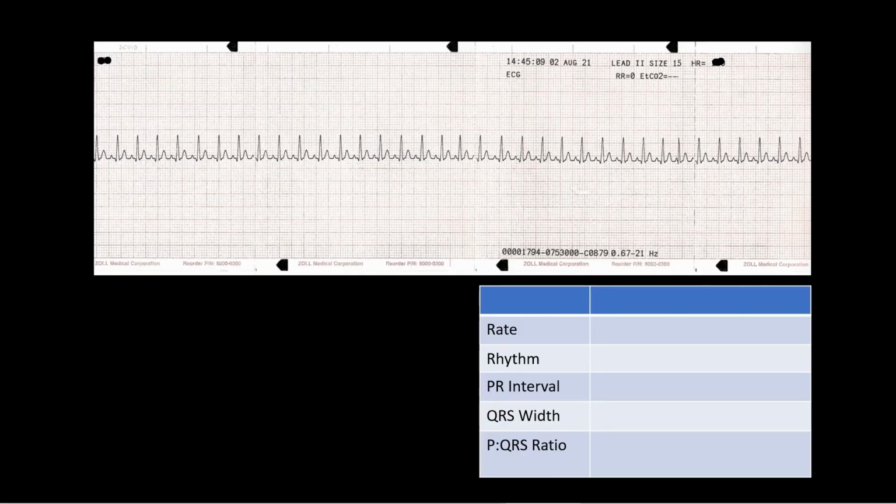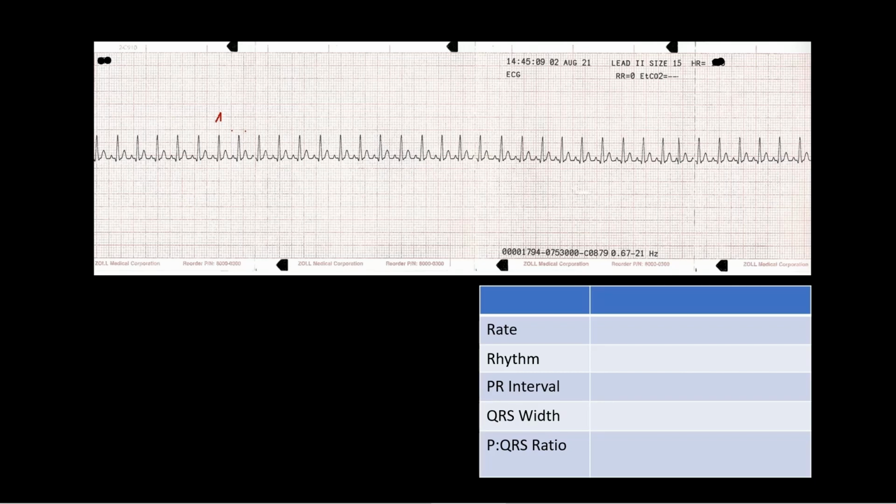Alright, as we take a look at this rhythm strip, we kind of see that it's fast. We should by now be pretty well attuned to the fact that the more complexes you see and closer together they are, the faster the beats are happening and the faster the rhythm is per minute. So let's start off with our basics. What's the rate of this rhythm? Well, let's use the countdown method. If we start on this line right here, and we say, there's our first QRS, and the next one is right here, and the next one is here. So 300, 150, we'd say it's a little bit faster than 150 beats a minute.